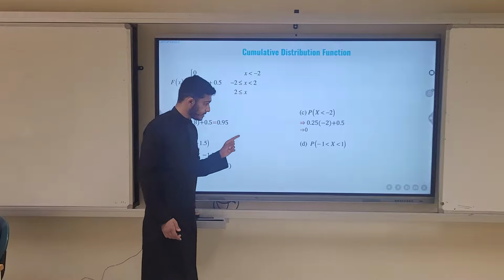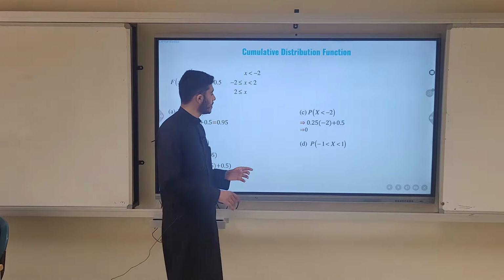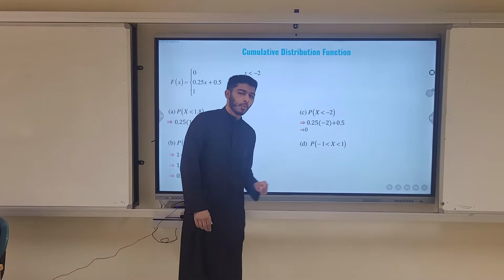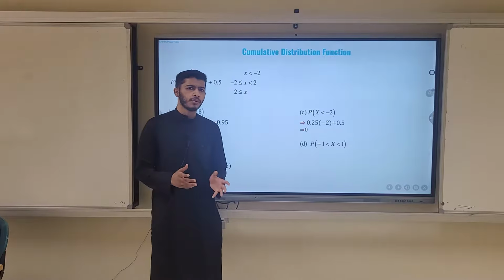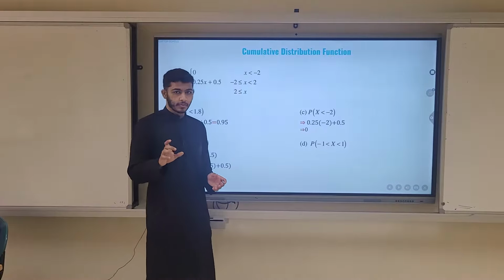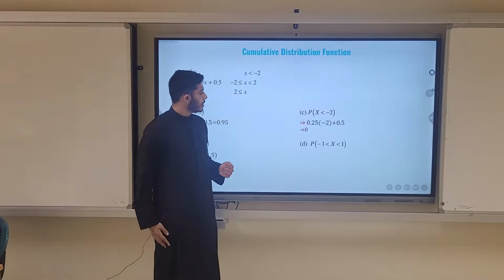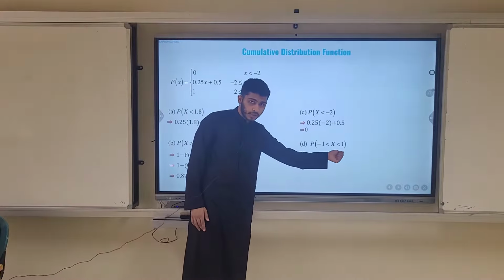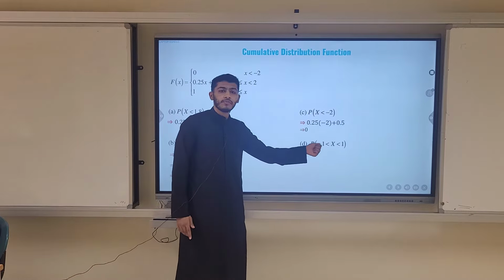Next one, which has a really important idea. I would like to take my time explaining it. The probability of x going from minus 1 to 1. Well, one of them is cumulative and the other is not cumulative. How do we deal with this one? There is a nice property that we can use: if you want to solve an expression like this, you can take the cumulative of the second one, the cumulative of 1, and subtract it from the cumulative of this one.